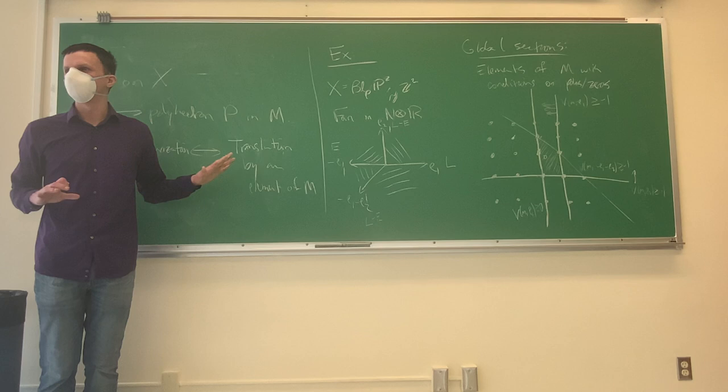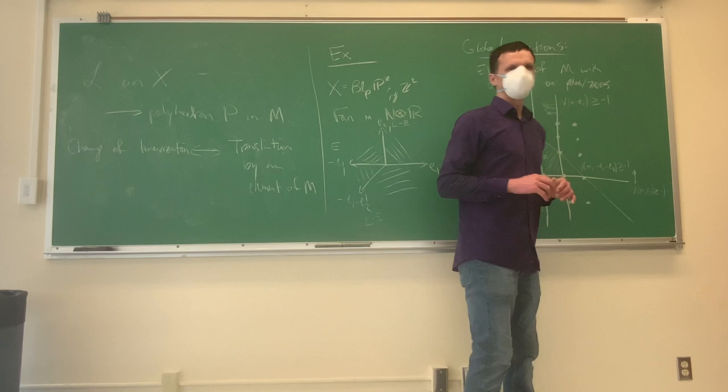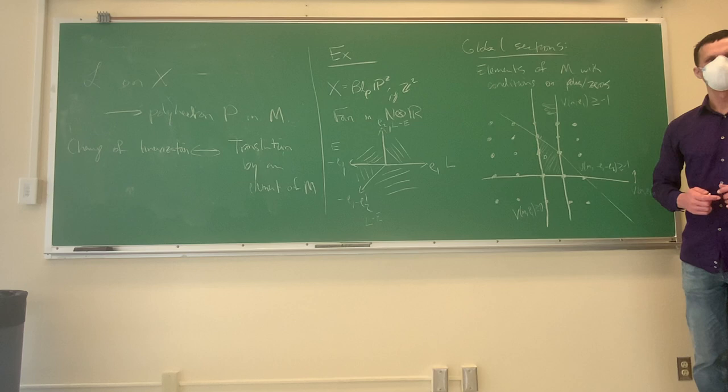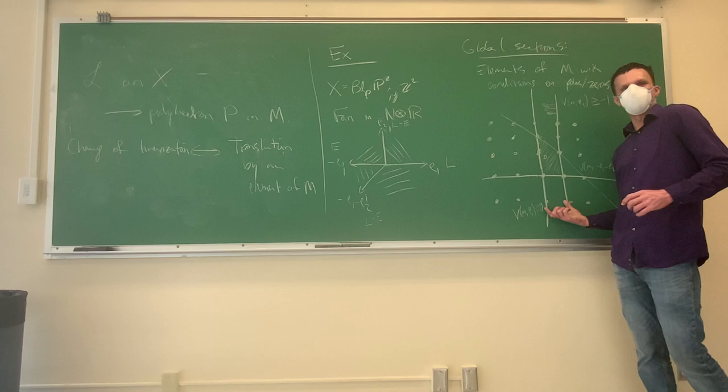So is the reason we can't stretch the polytope because that would change the line bundle? That's exactly right. You change the line bundle if you stretch it, because in particular, you're changing the global sections, right? If I stretch this in this direction, I have more global sections, and so it's a different line bundle.